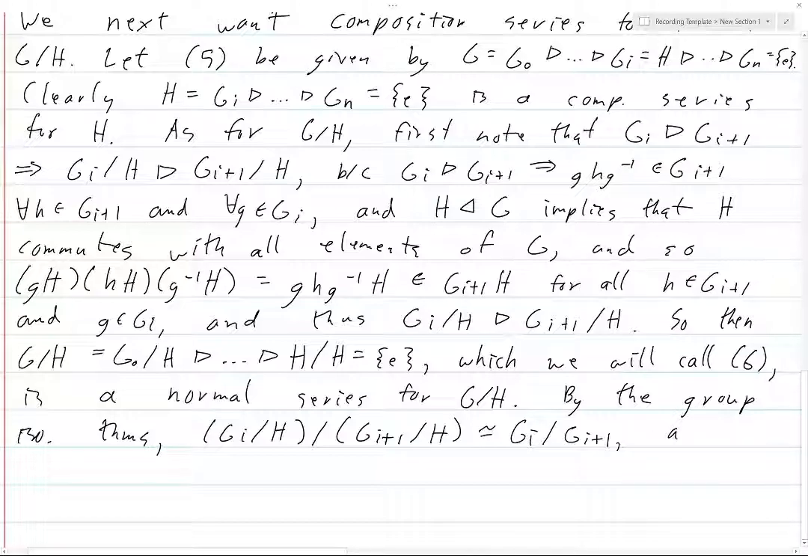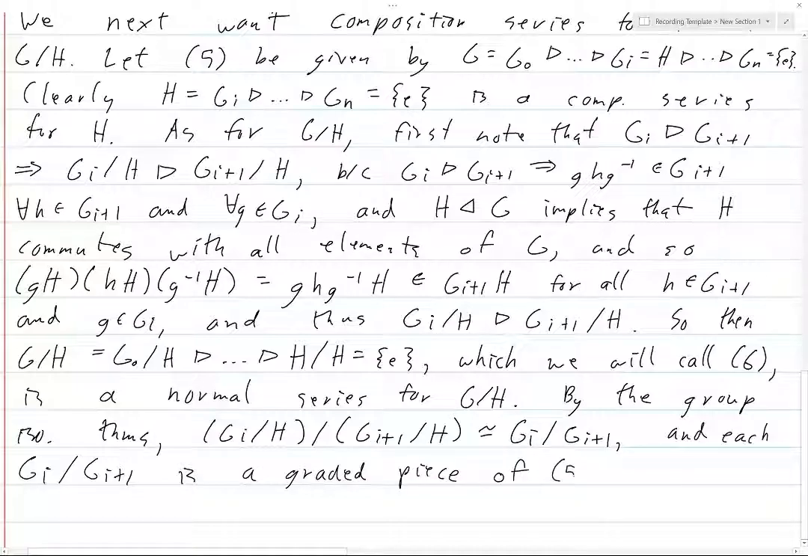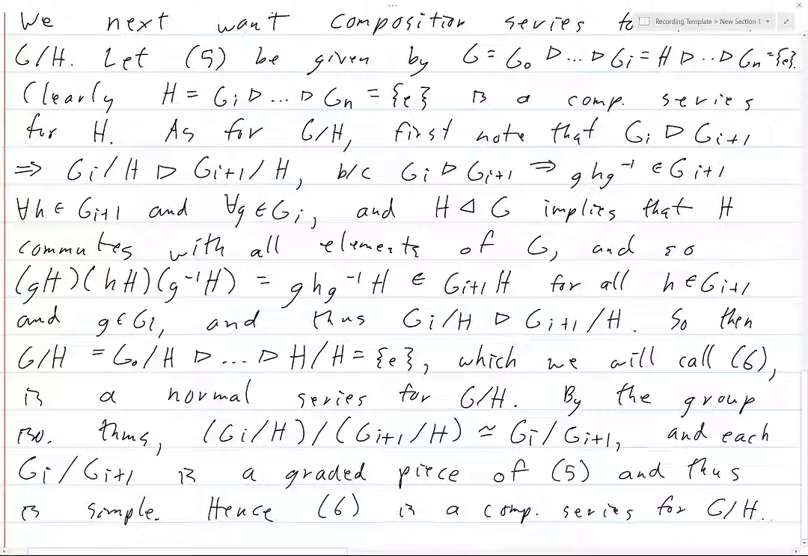So why is that useful? Each G_i mod G_{i+1} is a graded piece of 5 and thus is simple. And hence 6 is a composition series for G mod H. And so there we go.